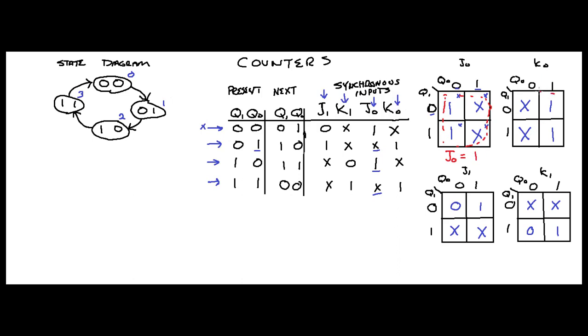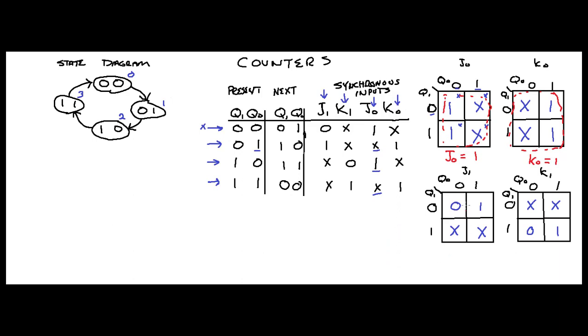Guess what? You can do the same exact thing here with K0, right? If we make the two x's 1s, it's a matrix of 1s. You have four 1s there. Group them all. That means K0 equals 1, right? That's nice, huh?